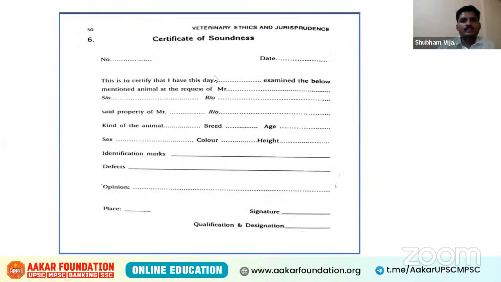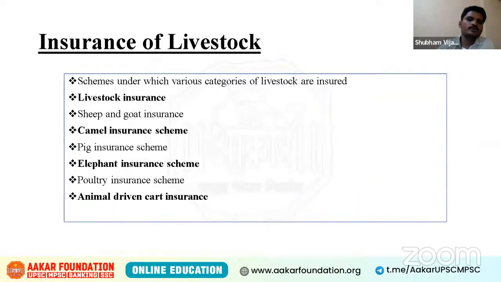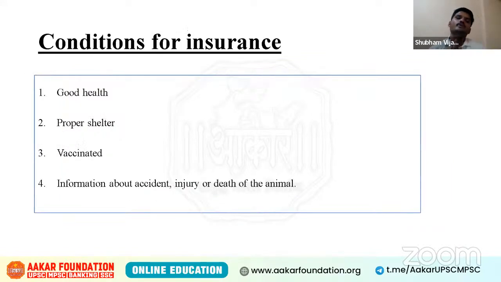Now here, this is the certificate of soundness, that the animal is healthy and all. Now, insurance of livestock is also very important. What different types of livestock can be insured? Sheep and goat, then camel, pig, cattle and buffalo, elephant, poultry, or animal-driven carts, everything can be insured.